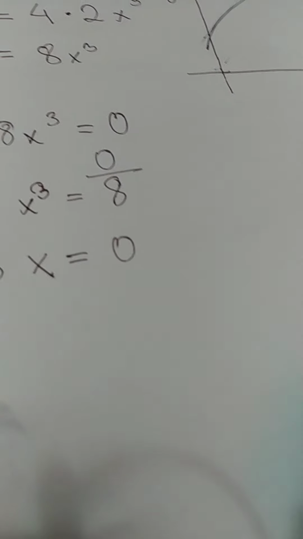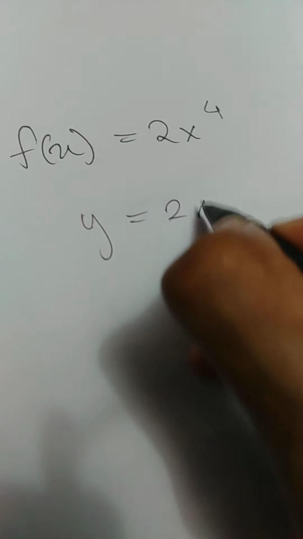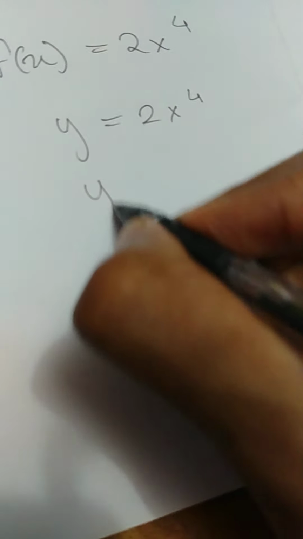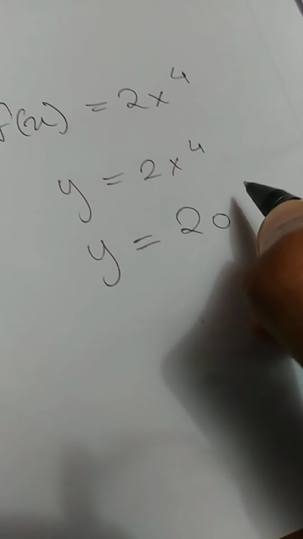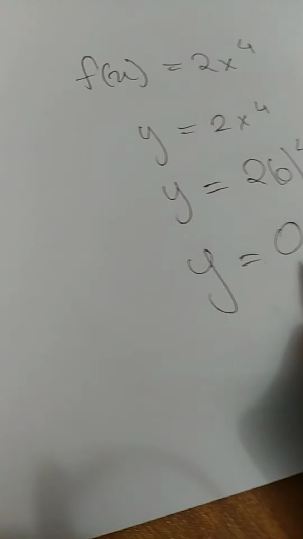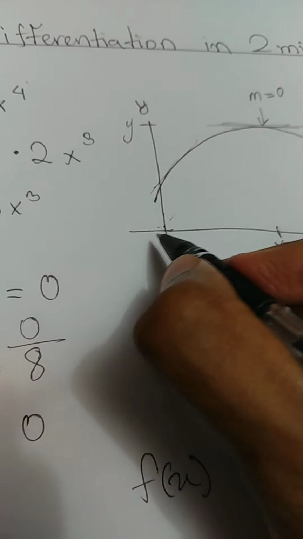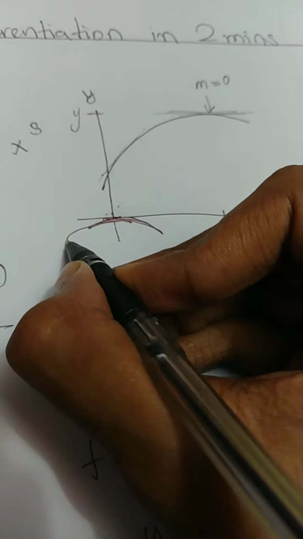So then we go back to the original function, which is actually y is equal to 2x to the power of 4. And now we know that when x is 0, the gradient is also 0, right? So now we put x as 0. So the y is also 0. So when x and y are 0, the gradient of this parabola is 0. So it actually means this.